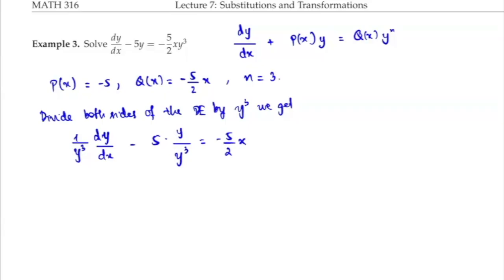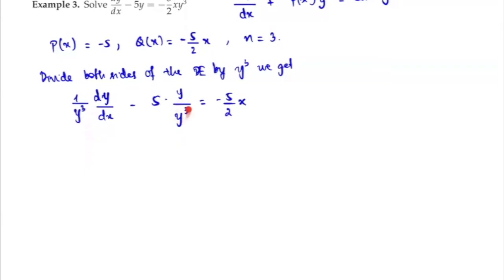Now let's simplify this a little bit. So y over y cubed is equal to 1 over y squared. We have 1 over y cubed times dy/dx. The next term is minus 5 times 1 over y squared, equal to -5 over 2x.